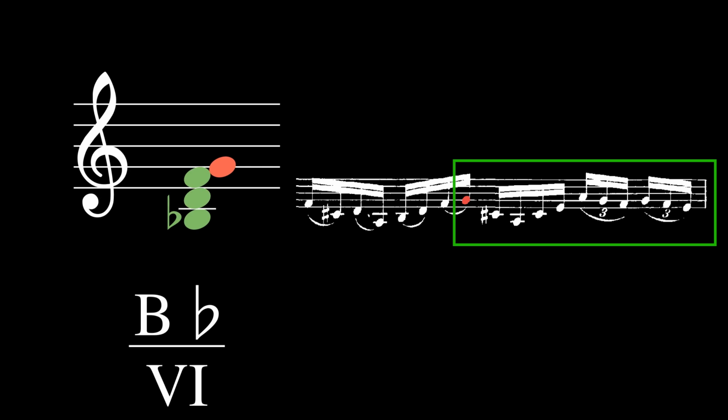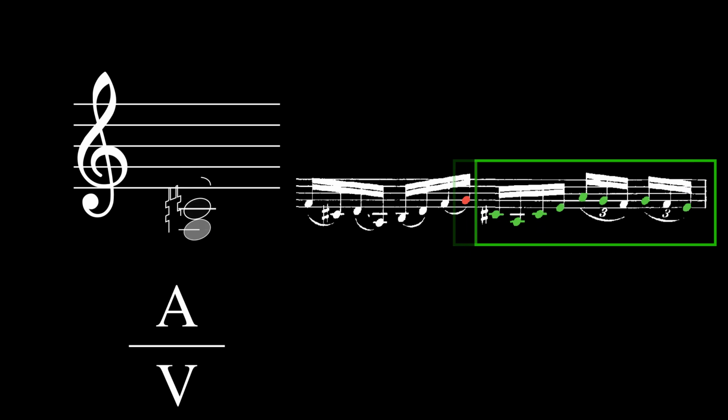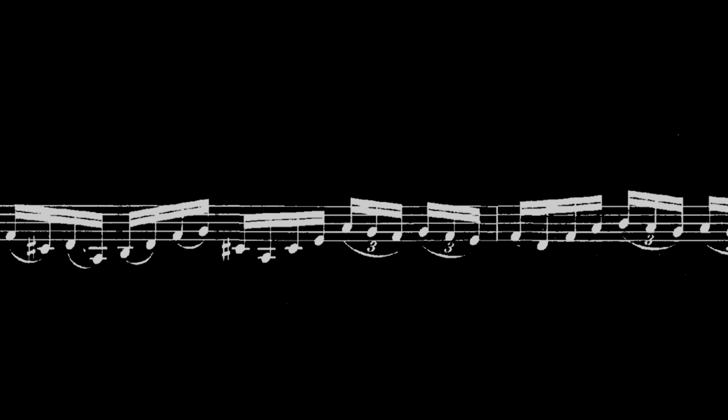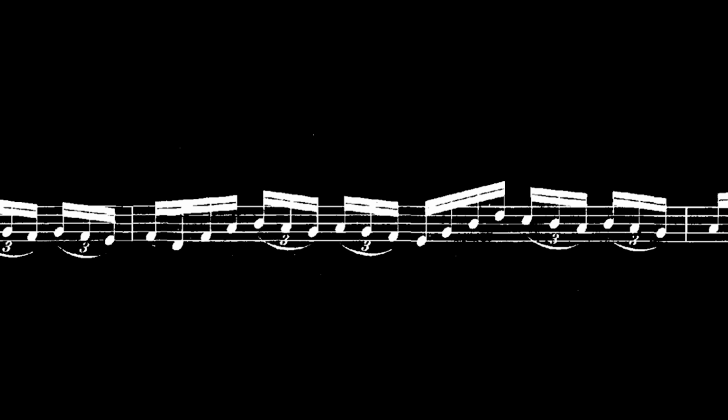This ends in a non-chord tone, G, which leaps down to C sharp, taking us to A major again. And that concludes our first 2 measures.